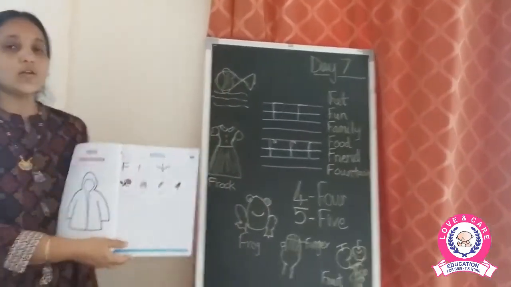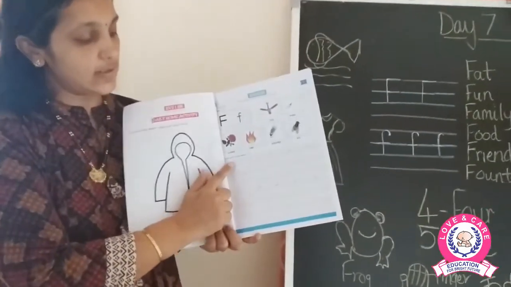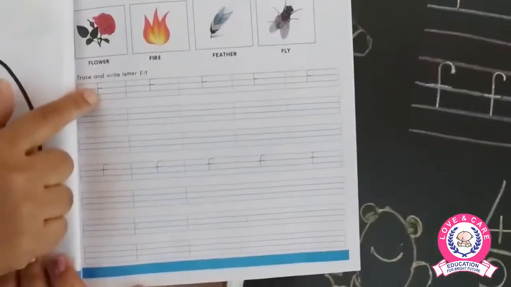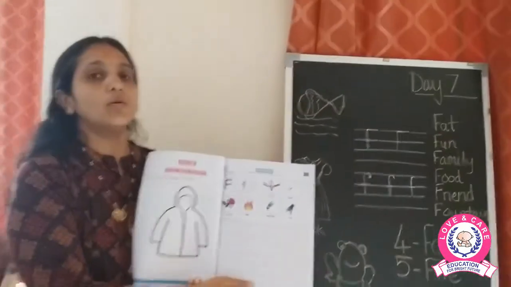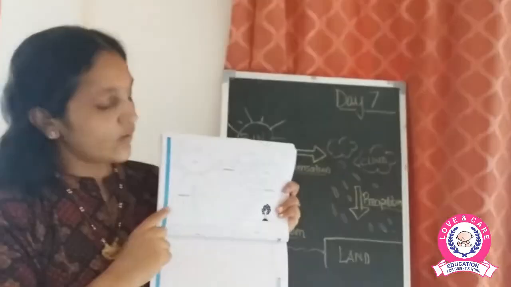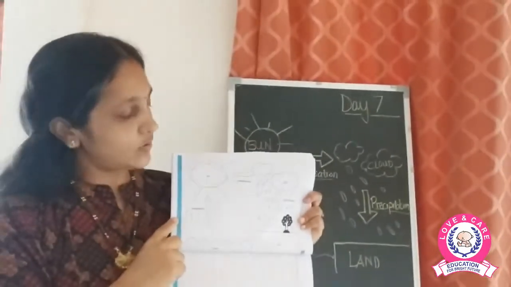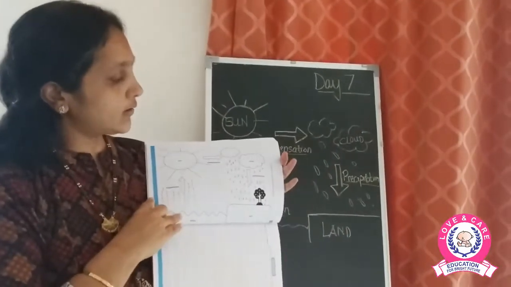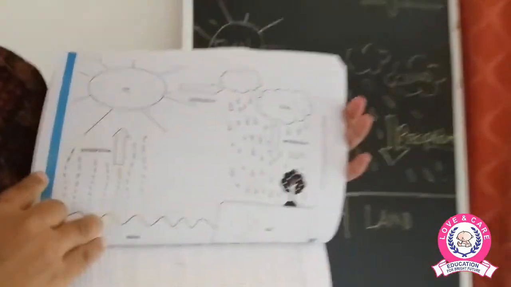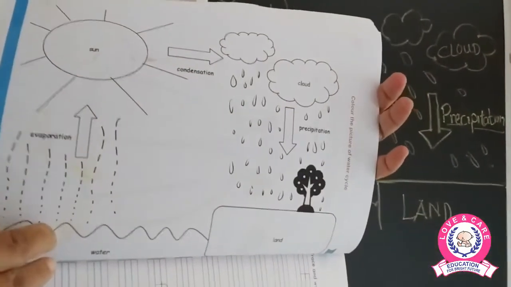So here you have to write the letter. First don't forget to trace the F. Okay children, so when you turn and you come on to the next page, here you have to color the picture of a water cycle.